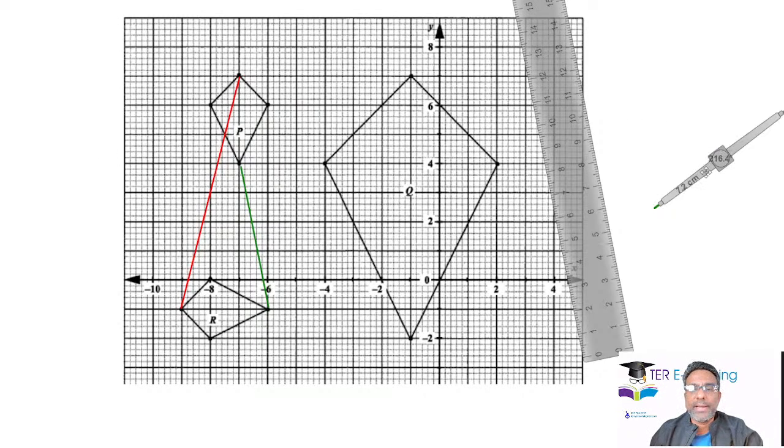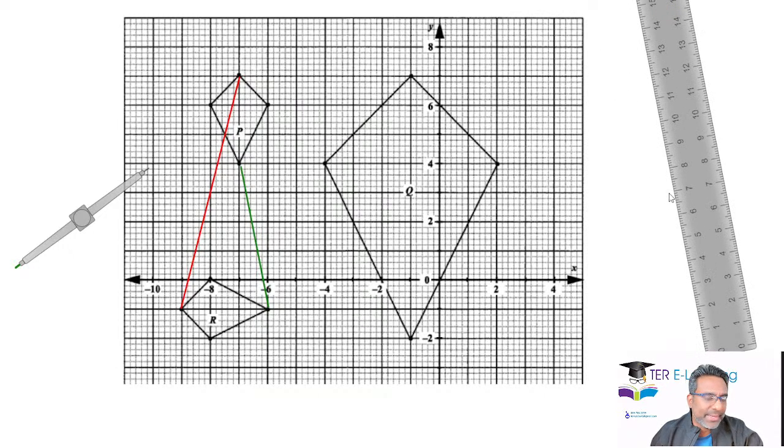So let's say I have my compass here. What I'm going to do for each of those lines, the red line and the green line, I'm going to find my perpendicular bisector of each of those lines. Where those perpendicular bisectors intersect, that is going to give me my center of rotation, right? So let's start with the red line and let me figure out where is my perpendicular bisector, right?